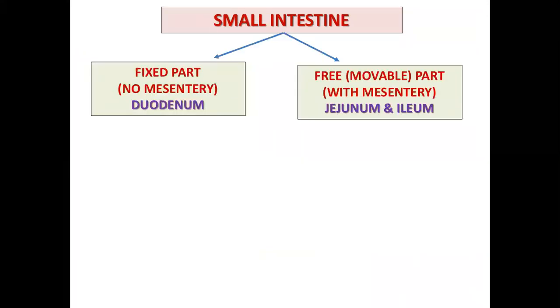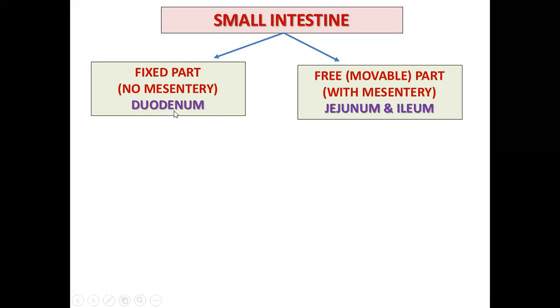So to begin with, the small intestine. The small intestine, as you know, has three parts: duodenum, jejunum, and the ileum. So there are three parts for the small intestine: duodenum, jejunum, and ileum.